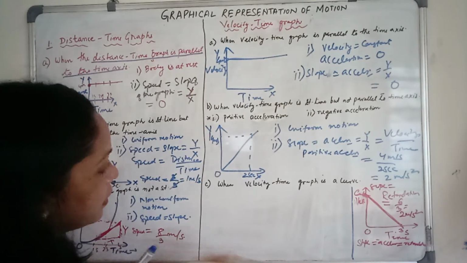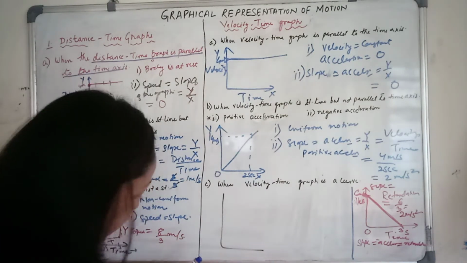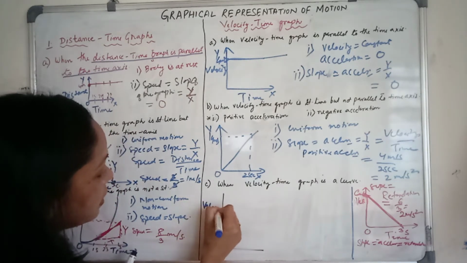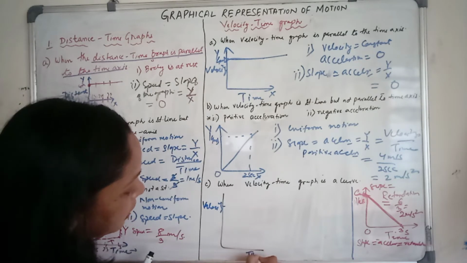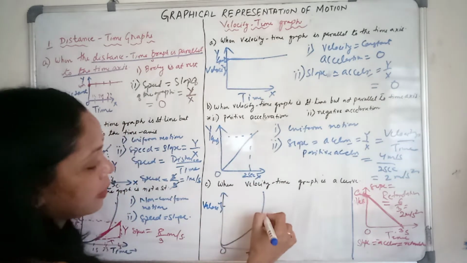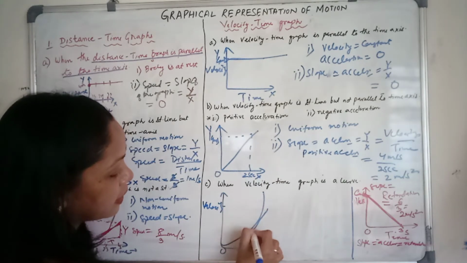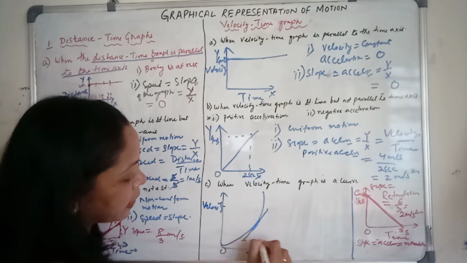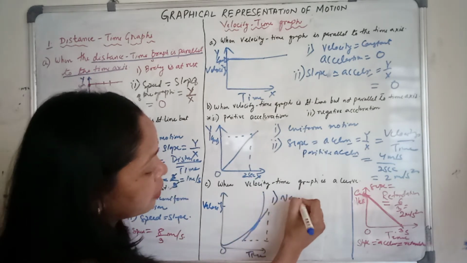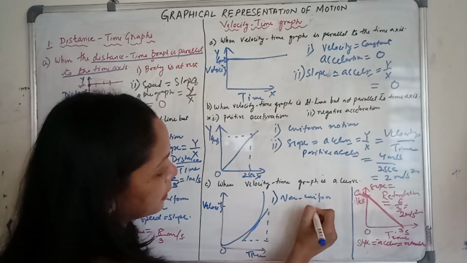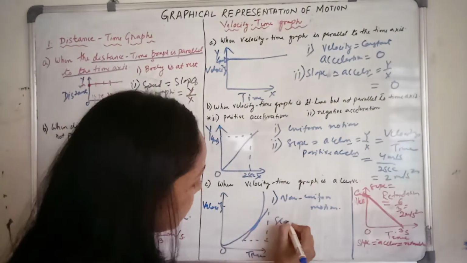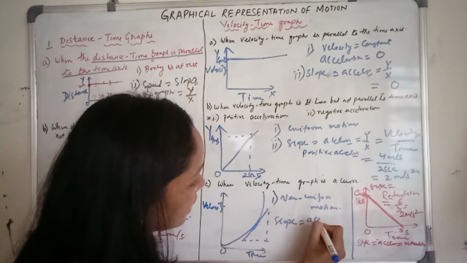So for a curve, same way, this is your velocity, this one is your time. Now this is a curve. So in a curve, again you have to draw the tangent like this, and complete the triangle. So this one will be your non-uniform motion. Slope will be the same. Slope will be your acceleration.